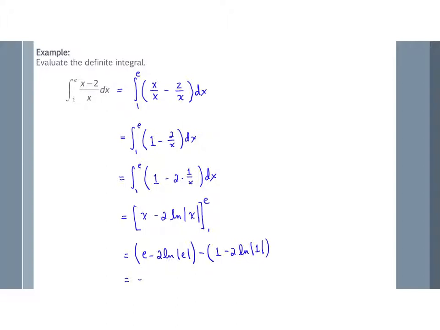So this is e minus 2 times, and the natural log of e is 1, minus the quantity 1 minus 2 times, and the natural log of 1 is 0. So we obtain simply e minus 3.